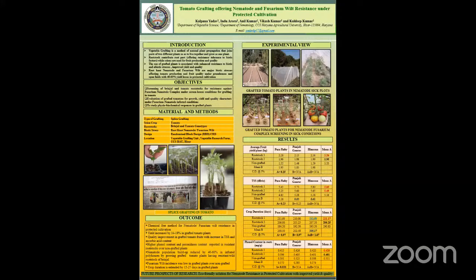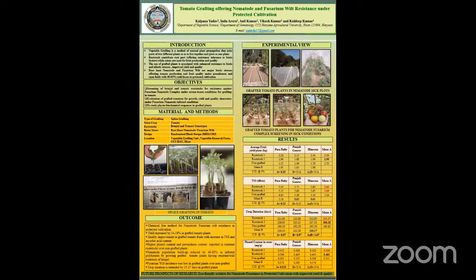So, as we know, vegetable grafting is the union of two different plants or parts where we graft the scion on the rootstock and that later grows as an individual plant, where the scion is the above ground part that is used for food production and quality, while the rootstock is the below ground part that offers resistance to different biotic stresses like nematodes, wilt fungus, or many other soil-borne pathogens.